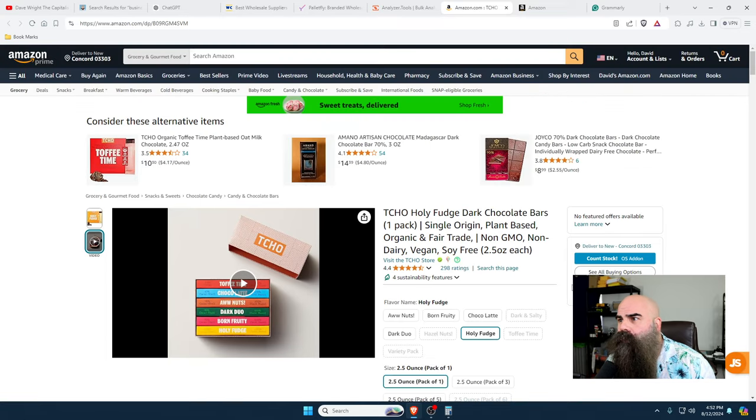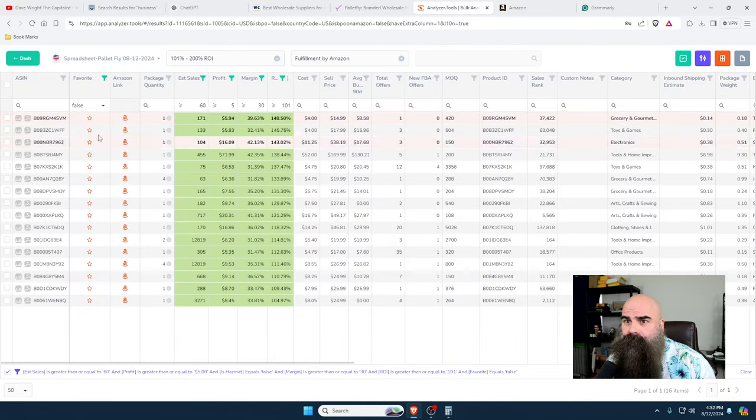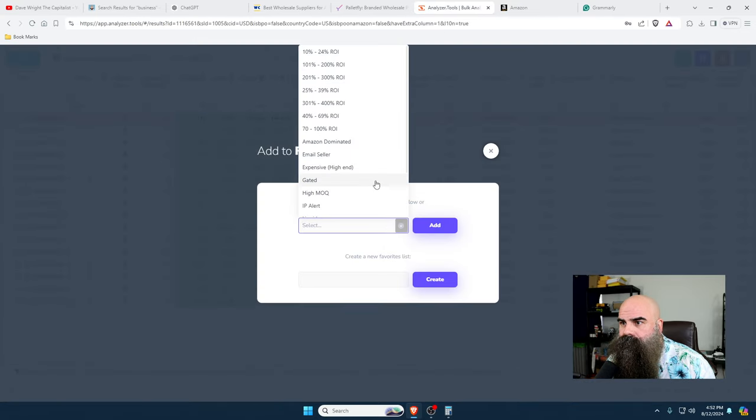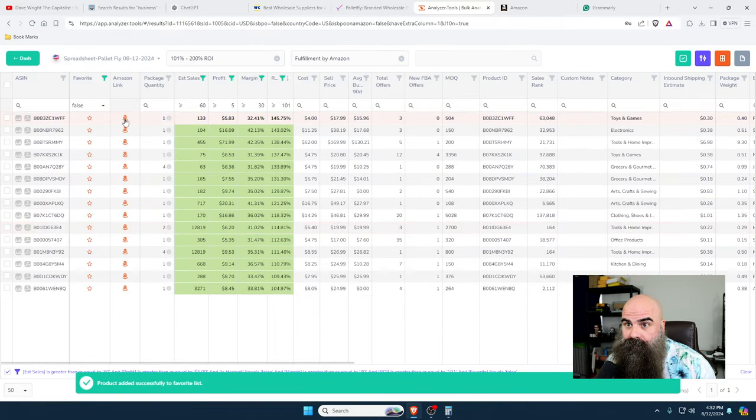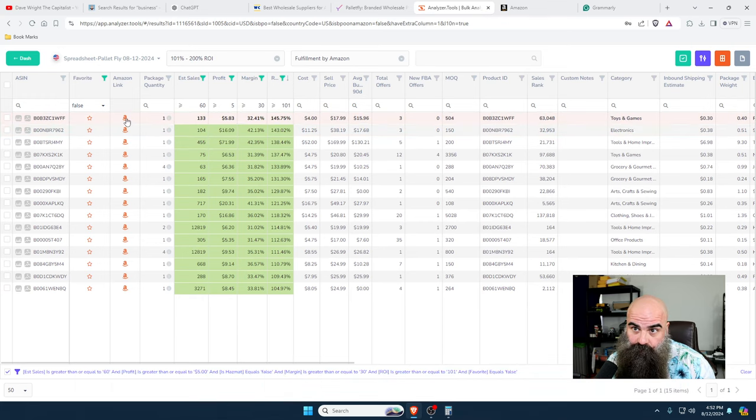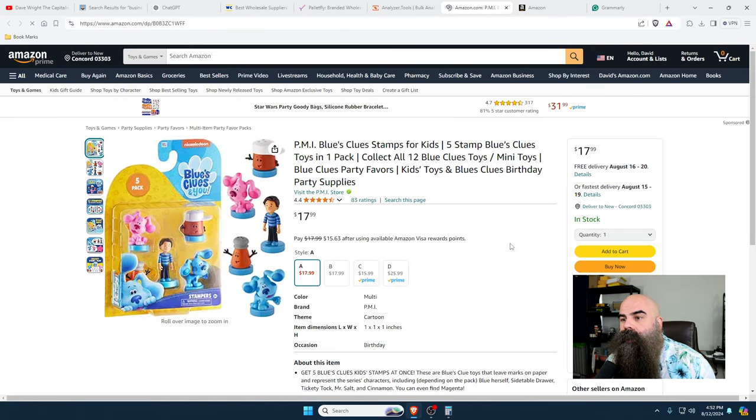This is a meltable. I probably don't want to do meltables in the summertime. I'm going to call it a variation. And you're just going to go through. And as you start doing this, every one of these items, I do it once. You never have to relook at it again.